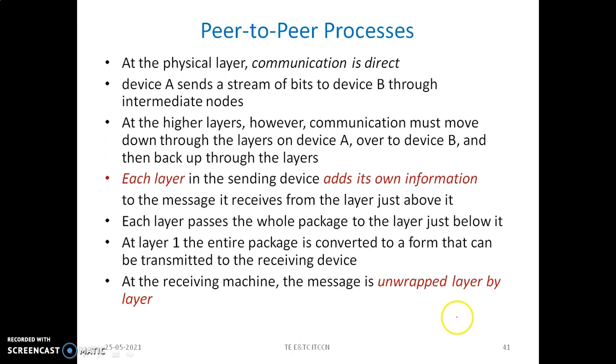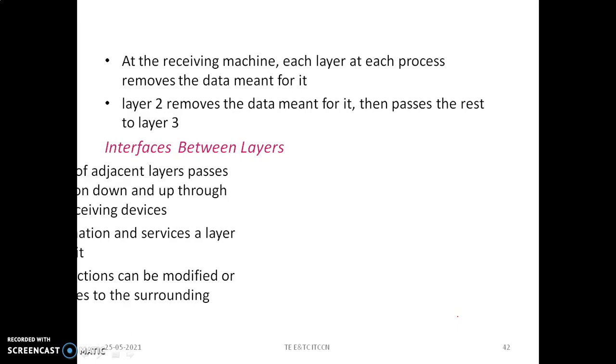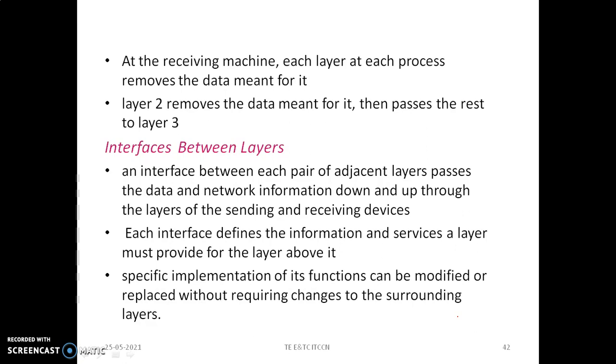These things will be clear when we go to the next diagram. At the receiving machine, each layer's process removes the data which is meant for it. For example, layer 2 removes the data meant for it and then passes the rest to layer 3. The interface between each pair of adjacent layers passes the data and network information down and up through the layers of the sending and receiving devices. So interfaces are well defined, with their own functionality along with the layer functions.